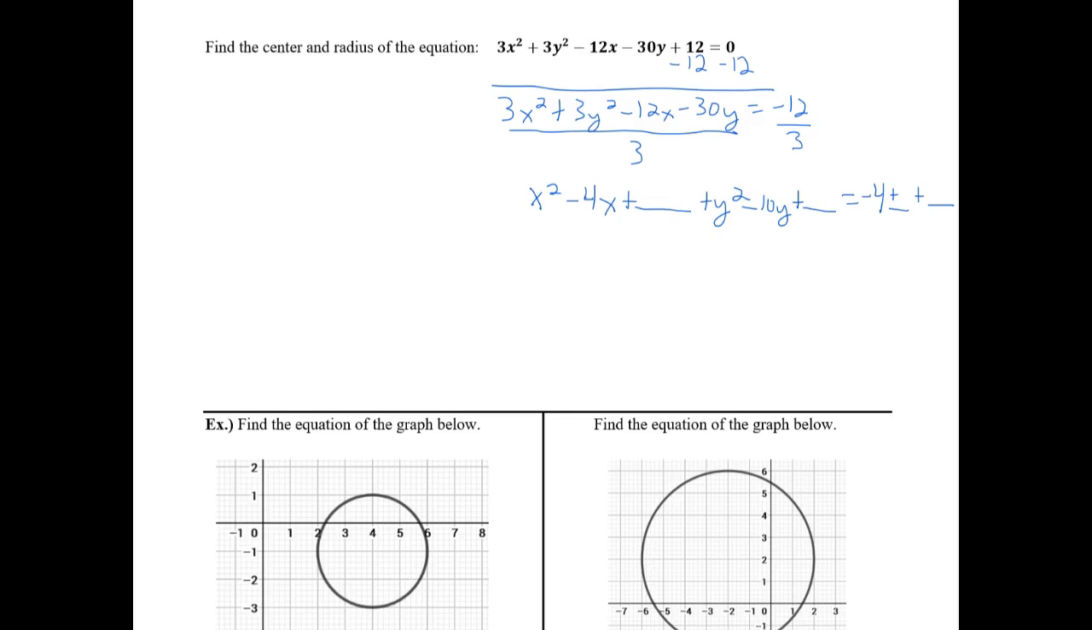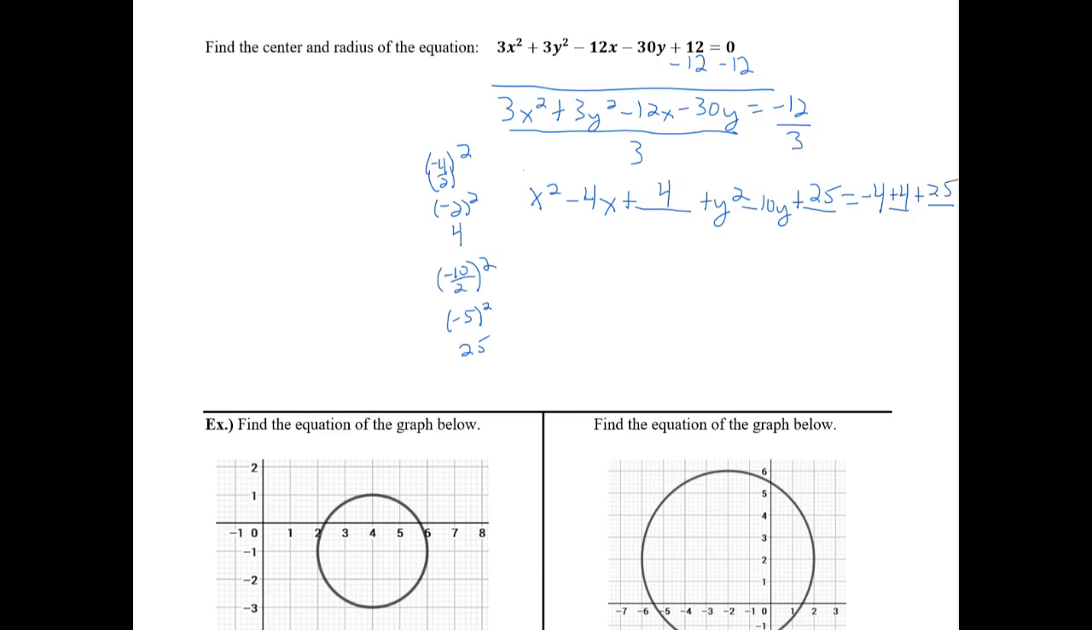So for the x's, we do b over 2 squared. b is negative 4. So negative 4 divided by 2 is negative 2. Negative 2 squared is positive 4. We add 4 to both sides of our equation. For the y's, we take our b term, which is negative 10, divide it by 2 and square it. Negative 10 divided by 2 is negative 5. Negative 5 squared is a positive 25. We add that to both sides of our equation.